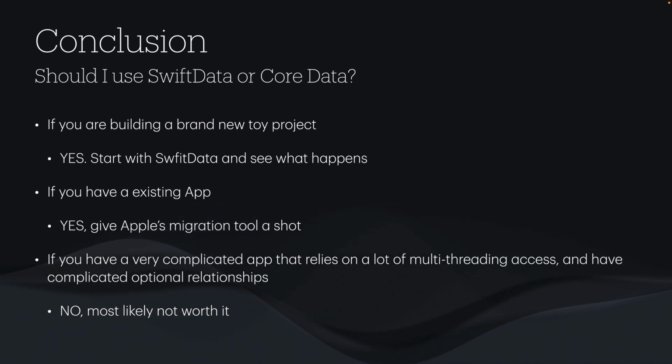If you have a very complicated app that relies on a lot of multi-threading and has complicated optional relationships, a lot of complicated querying, a lot of complicated predicates, I would not advise you to use SwiftData. Most likely it's not going to be worth it.